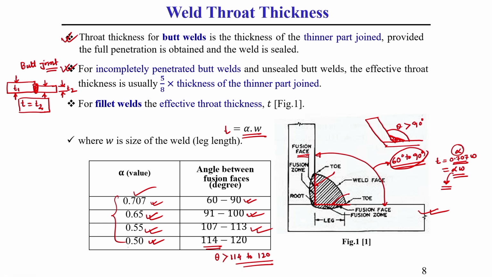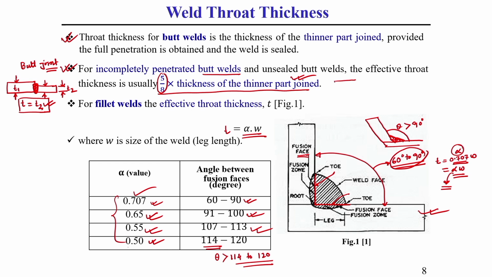Now, if full penetration is there in this weld, then generally we consider T equal to T2, that means the lower thickness of the plate. But in some cases, if the penetration of the butt weld is not full, or there is incomplete penetration, then generally this effective throat thickness we consider as 5/8 times the thickness of the thinner part of that joint. This you should keep in mind, that is 5/8 times.